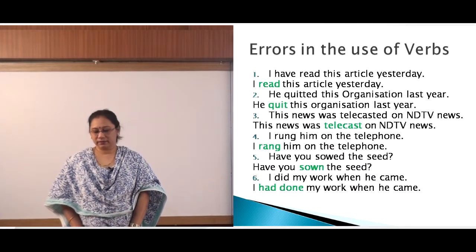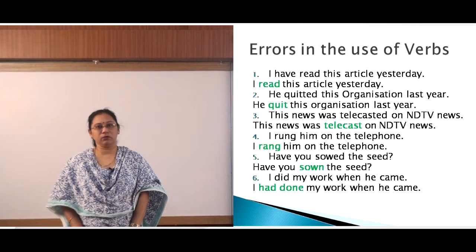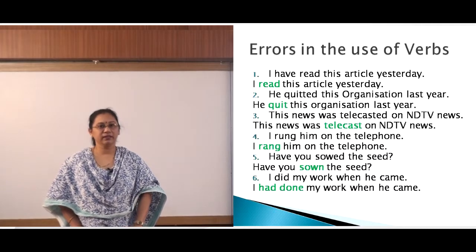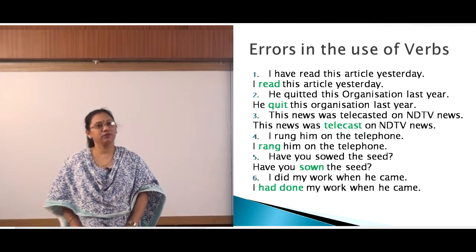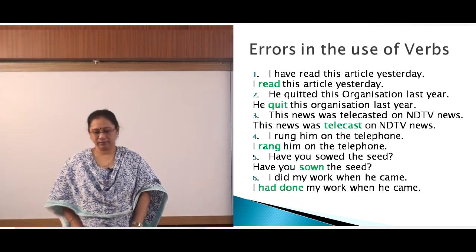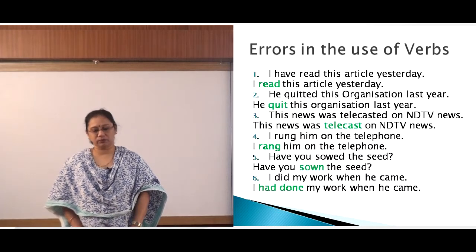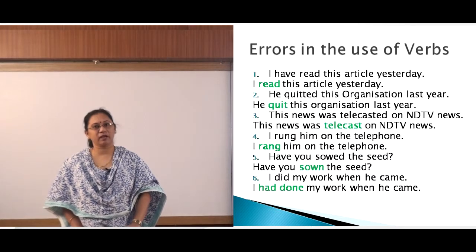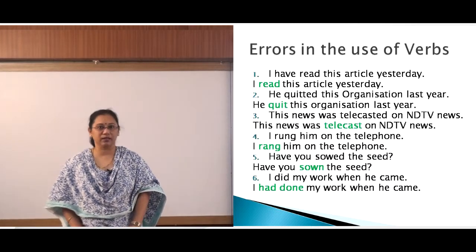My fourth sentence is I rang him on the phone. Rang is a past participle of the word ring. So you have ring, rang, rung, and therefore ring is an irregular verb. Now the correct usage of this word would be I rang him on the telephone. In this sentence the most appropriate form would be I rang him on the telephone, alright, and not rung.